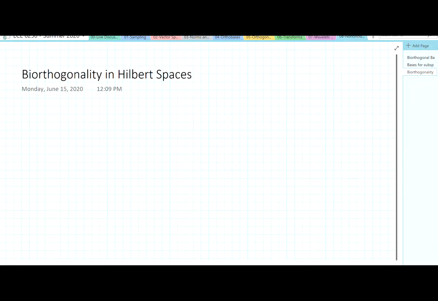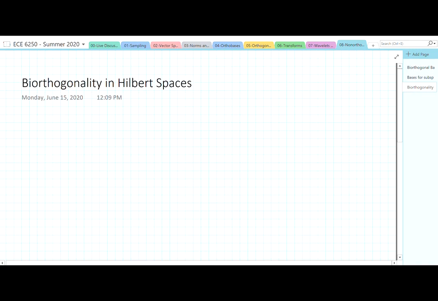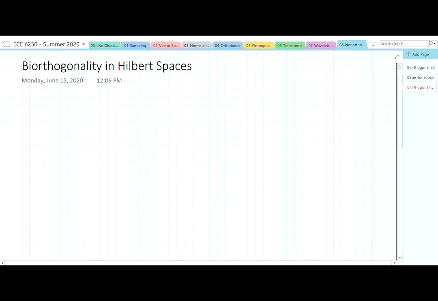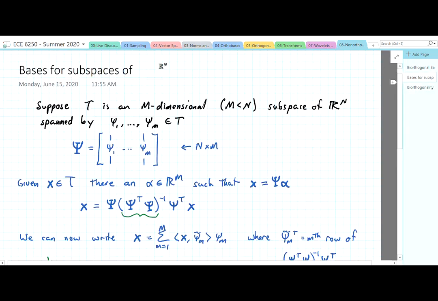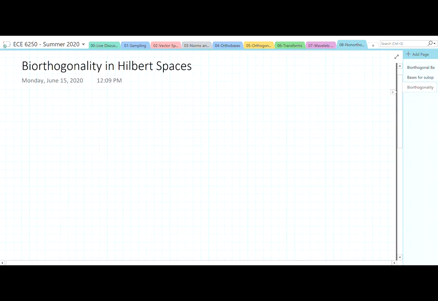Okay, we've been talking about biorthogonality in Rn, and now we're going to extend this to Hilbert spaces. Rn is a Hilbert space with the standard inner product, but not all Hilbert spaces are Rn.